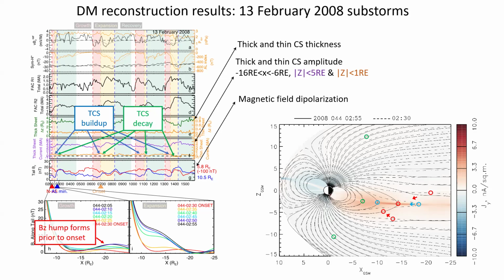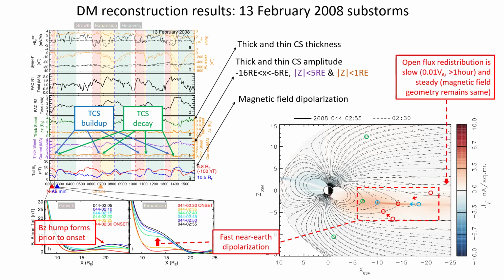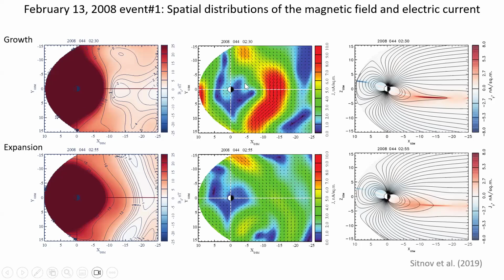This reconstruction model is also capable of seeing BZ humps that can lead to near-Earth dipolarization. I'll talk a little bit about that later. This is just another example of their reconstruction. The top row is the growth phase, the bottom row is the expansion phase. You have BZ on the left, the current in the middle, and then the meridional plane on the right.